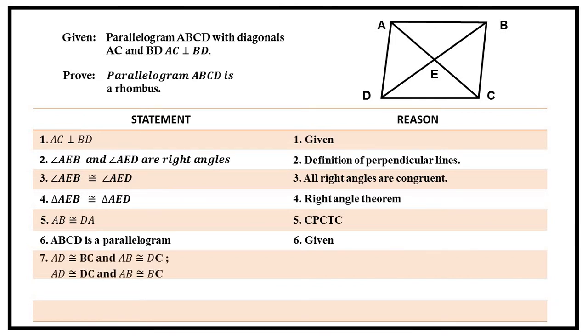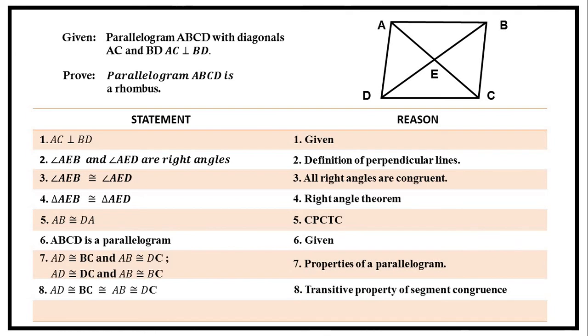Statement 7, AD is congruent to BC and AB is congruent to DC. AD is congruent to DC and AB is congruent to BC. By properties of a parallelogram. Statement 8, AD is congruent to BC and AB is congruent to DC and DC is congruent to BC by transitive property of segment congruence. Statement 9, parallelogram ABCD is a rhombus. Reason, definition of a rhombus.